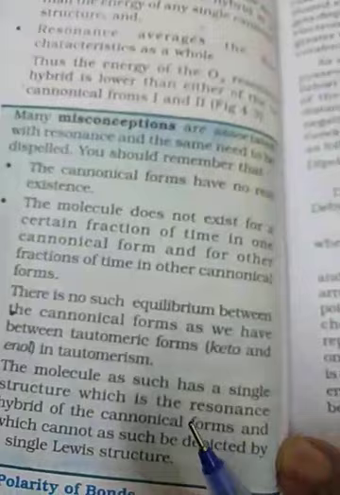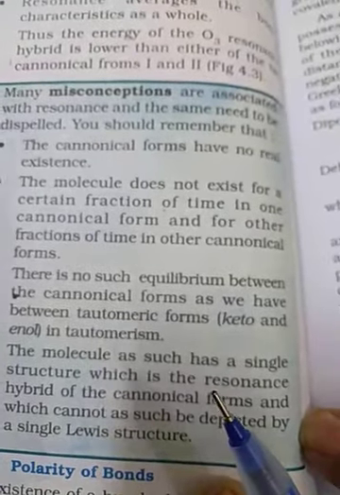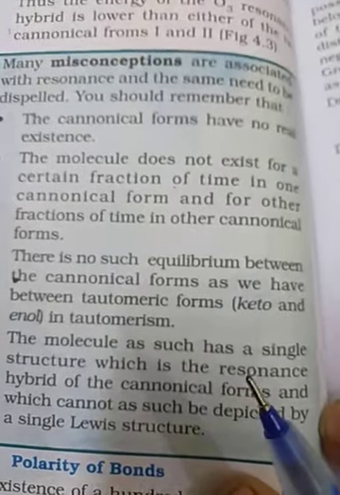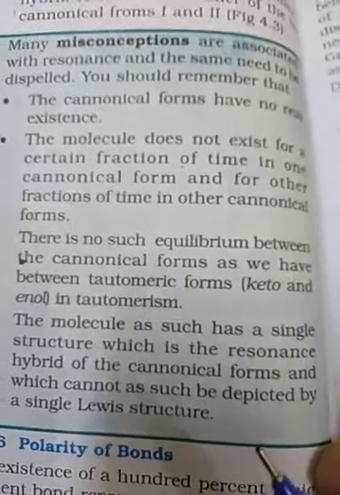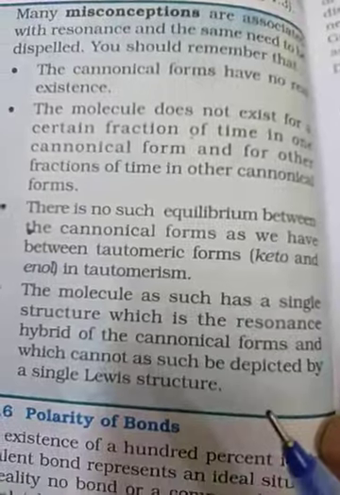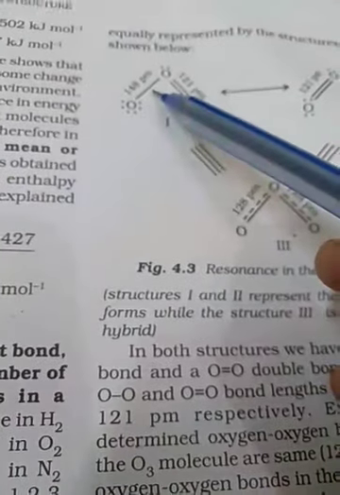Third one, there is no equilibrium between the canonical forms, as we have between tautomeric forms, keto and enol, in tautomerism. Tautomerism will come afterwards in organic chemistry. The molecule as such is a single structure, which is the resonance hybrid of the canonical forms and which cannot be depicted by a single Lewis structure. Okay, so in simple terms, resonance means one side single bond, other side double bond.